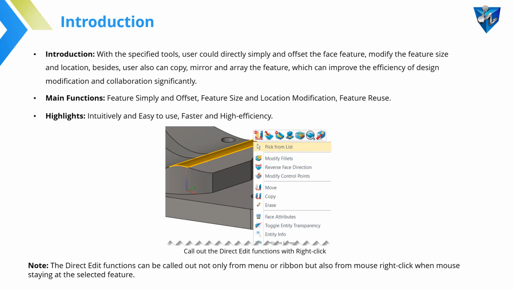So first, introduction. There is a group of tools to do the direct edit. With these specified tools, users can directly simplify and offset face features, modify the feature size and the location, and so on. Pay attention: the direct edit tools can be called not only from the menu or ribbon, but also from the mouse right-click, as shown in the picture below.